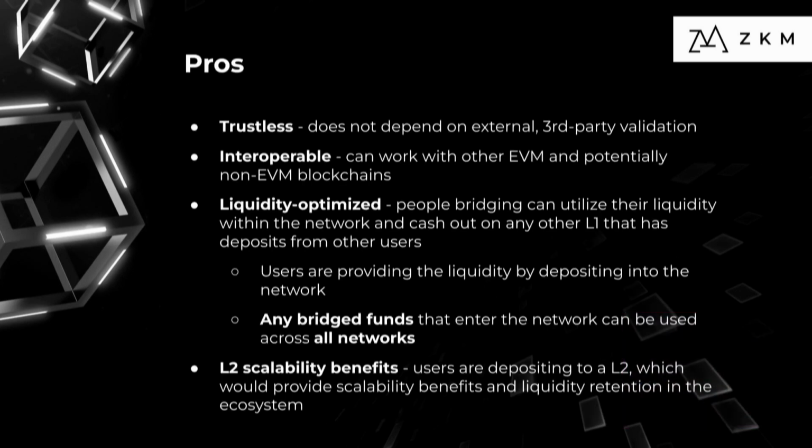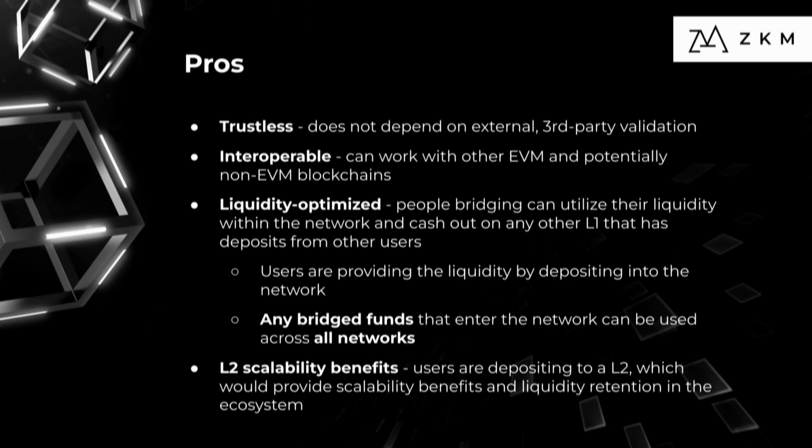So pros of this method. One is that it's trustless. It doesn't depend on third-party validation. There's nowhere that I need to depend on another blockchain in order to facilitate this transfer. I depend on the ZK proofs that then inherit the security of layer 1. So I'm able to basically guarantee that that amount was burned based on the layer 1's verification method.